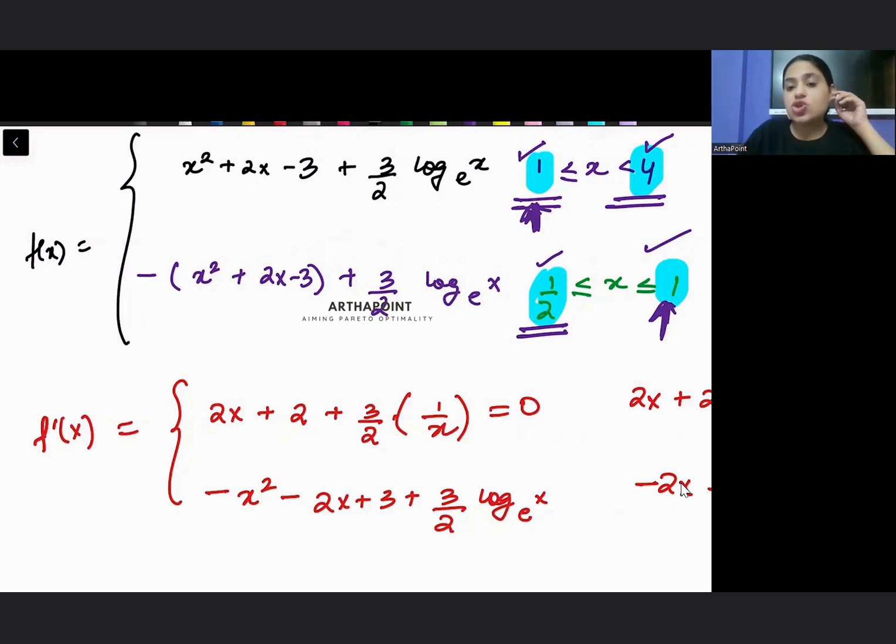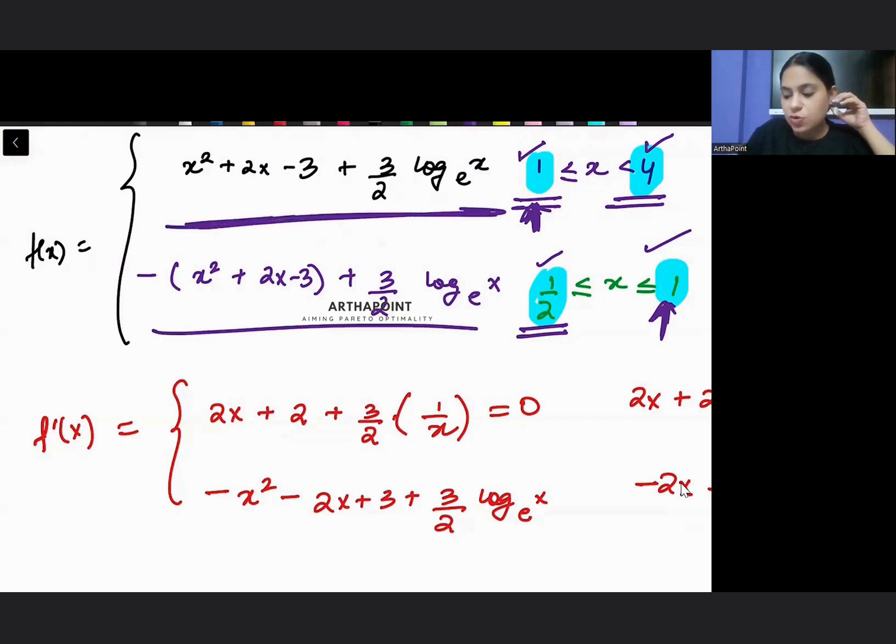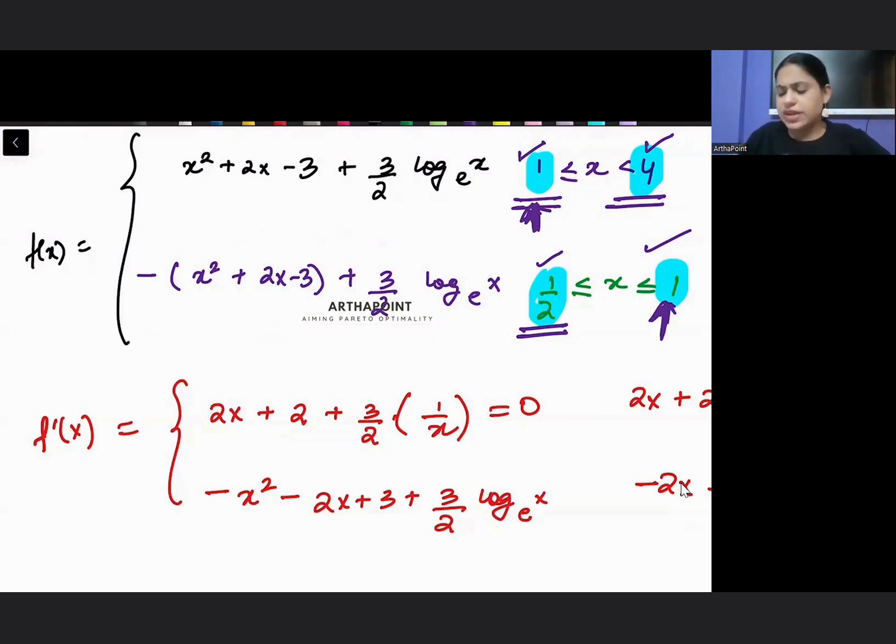So when I evaluate what happens to the function at 1, you will realize that this will give you 3 by 2, 0 here. And this will also give you 0 here, right? So now we know that the function is at least continuous at 1. This will give you 0 here and 0 here. So the function is continuous at 1. What about the derivative of the function?